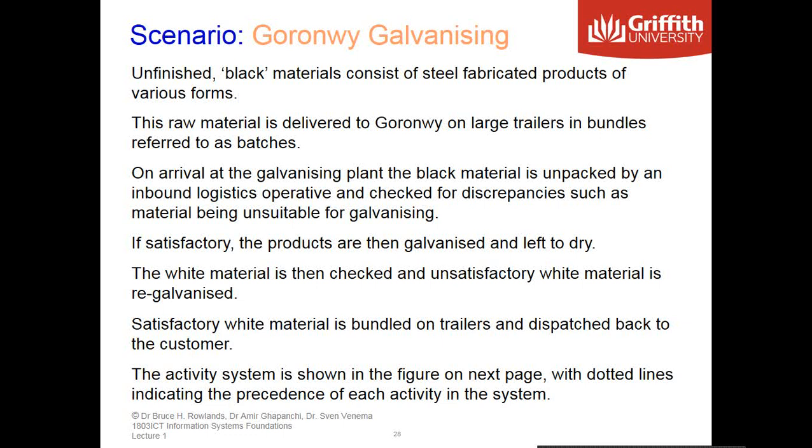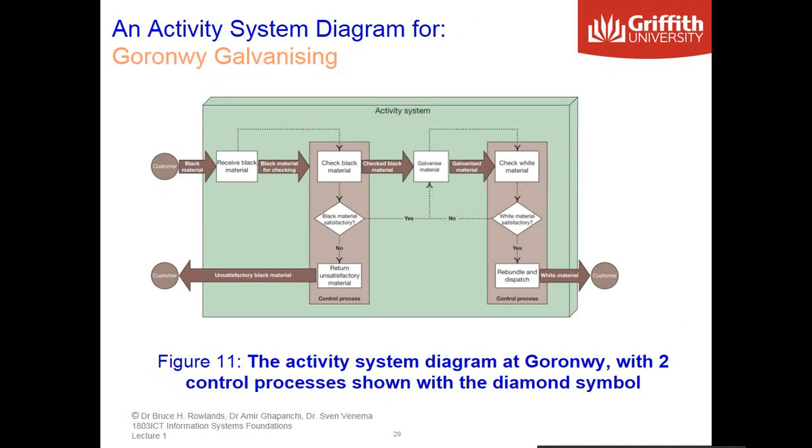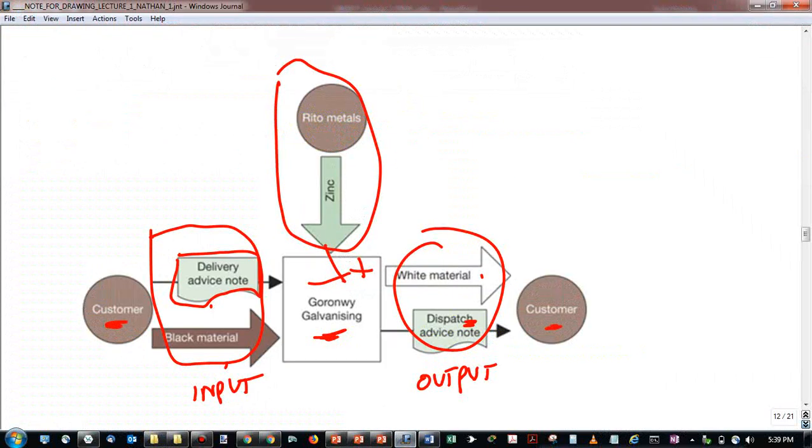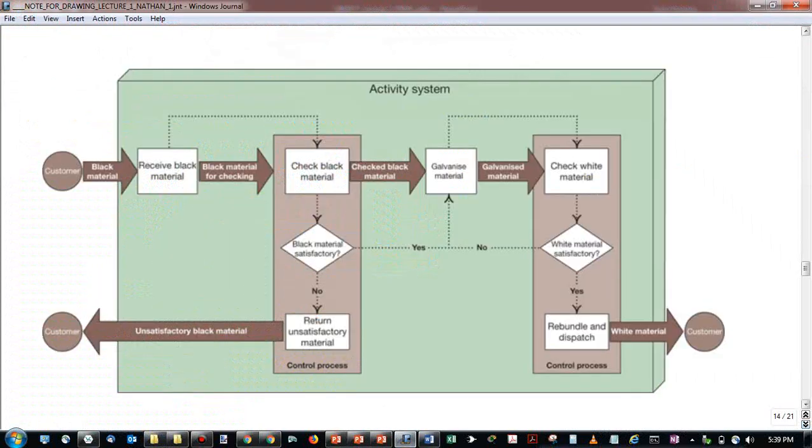The activity system is shown in the figure on the next page. There's some dotted lines indicating the precedence of each activity in the system. So let's have a look at it. I'm just going to go to the diagram so it's bigger, and we can have a look at it.